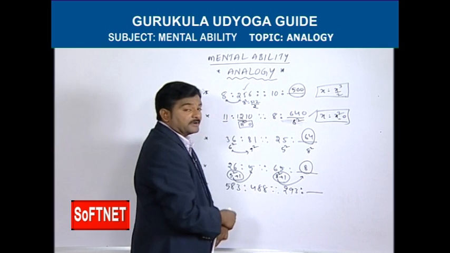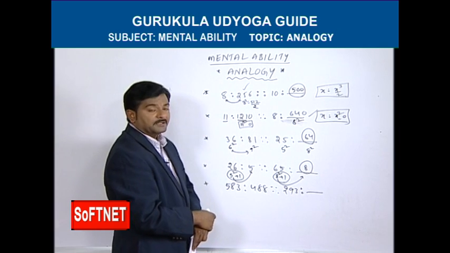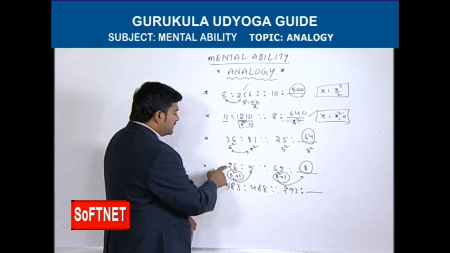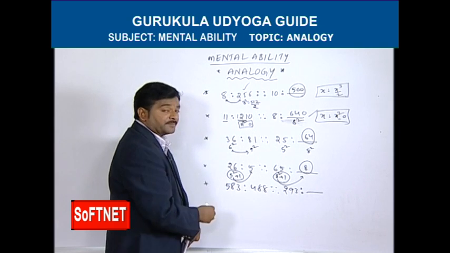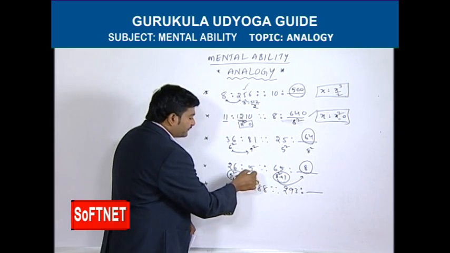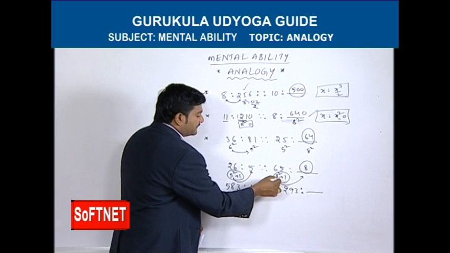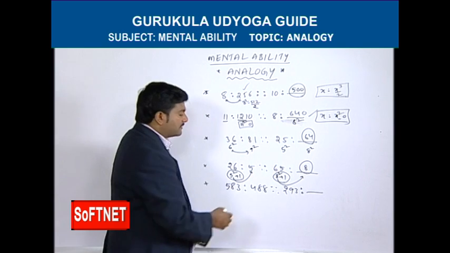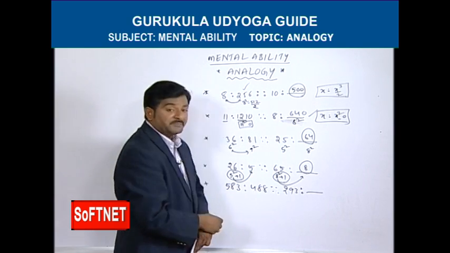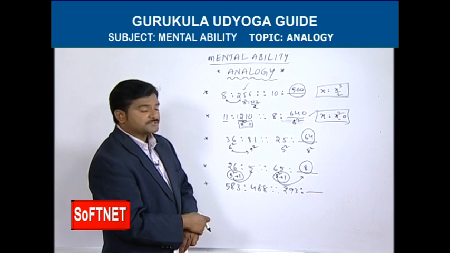So hence the answer for the given question is how much here? 8, I am getting. Okay. Once again, 26 means 5 square plus 1, writing this 5 here. Similarly, 65 means 8 square plus 1, writing this 8 in the given blank. Hence the answer for the given question is 8.